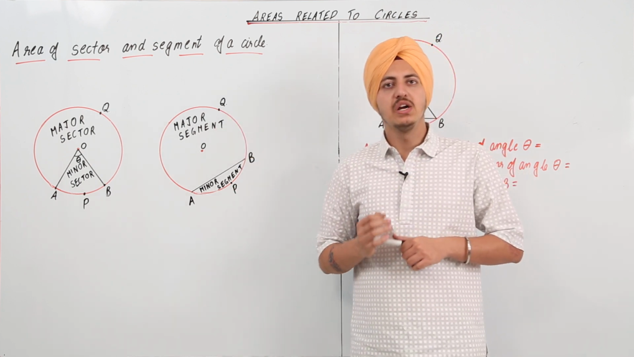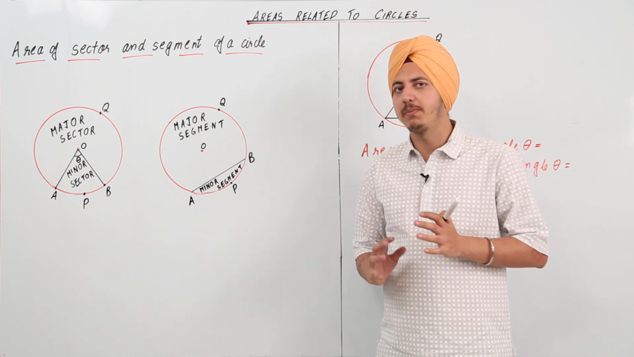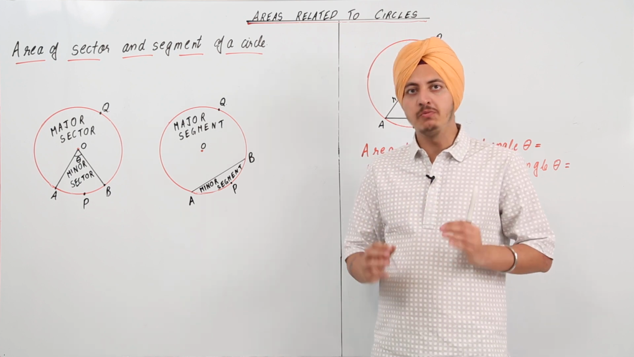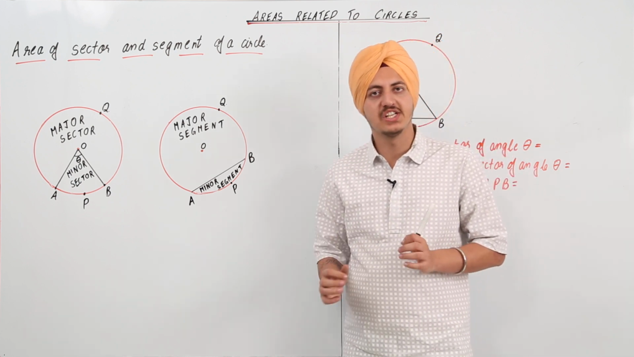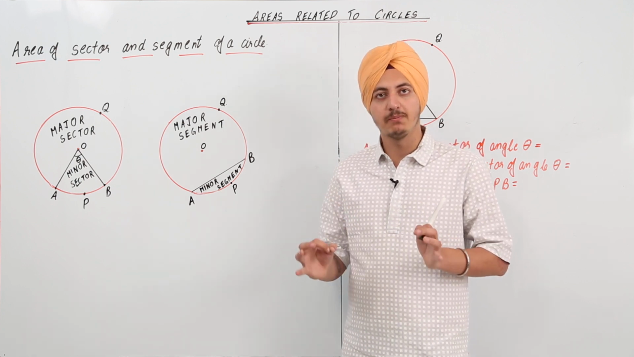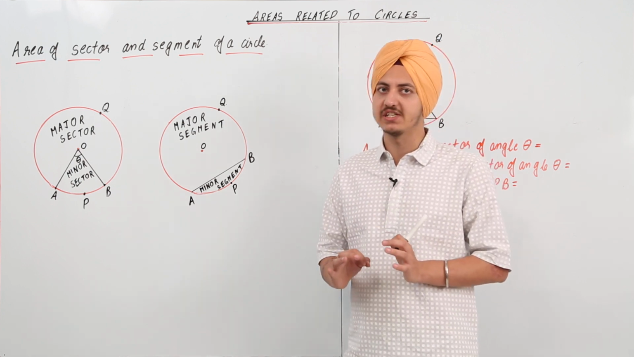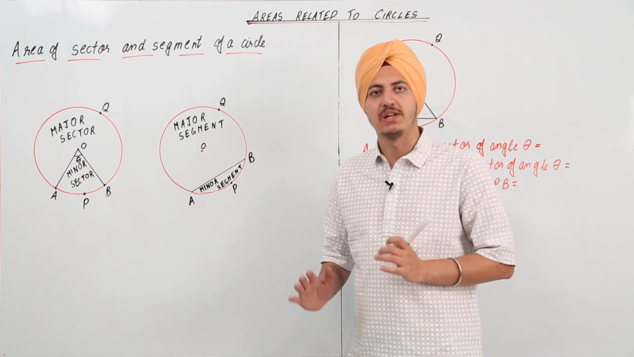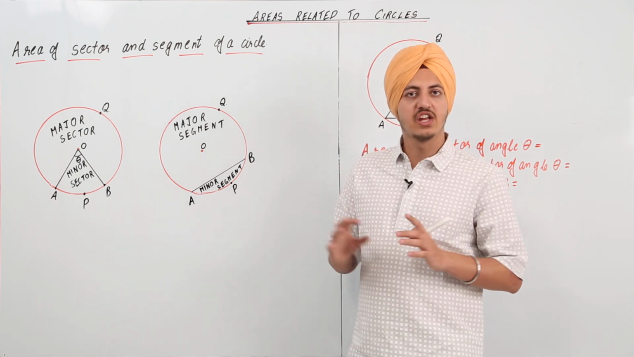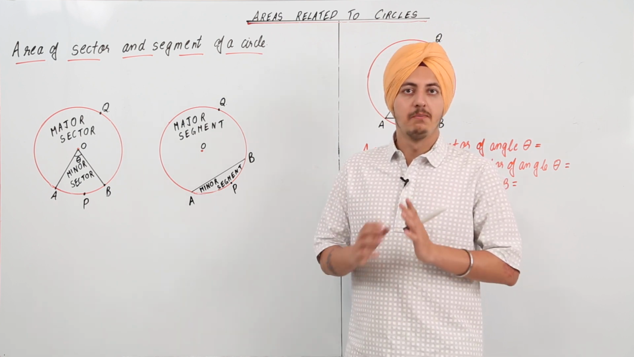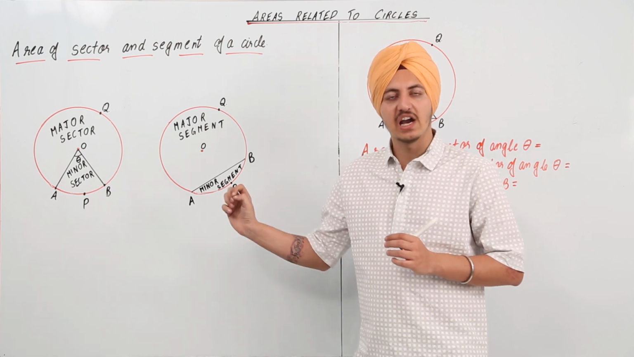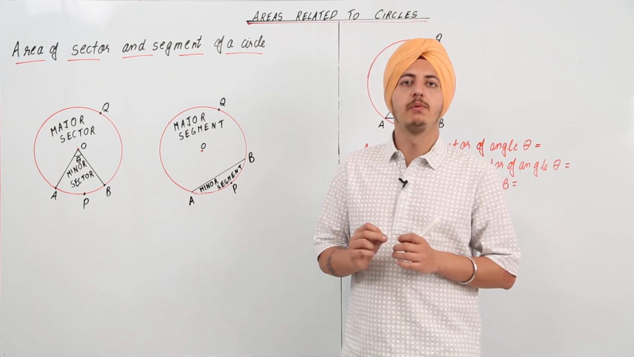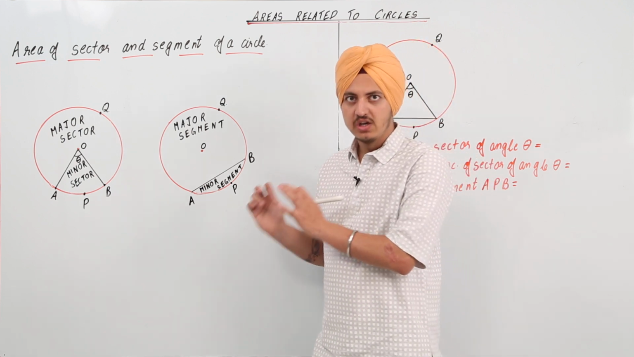Now always remember, if in the question or a problem it is not mentioned whether the question is talking about the major segment or the minor segment, then what do you assume? We always assume that the question is about the minor segment or the minor sector. It is not about the major sector or the major segment. If it is mentioned that you have to find the area of the major segment, then you have to do that. But if it is only mentioned to find the area of the segment or the sector, then always assume that they are talking about the minor segment or the minor sector.